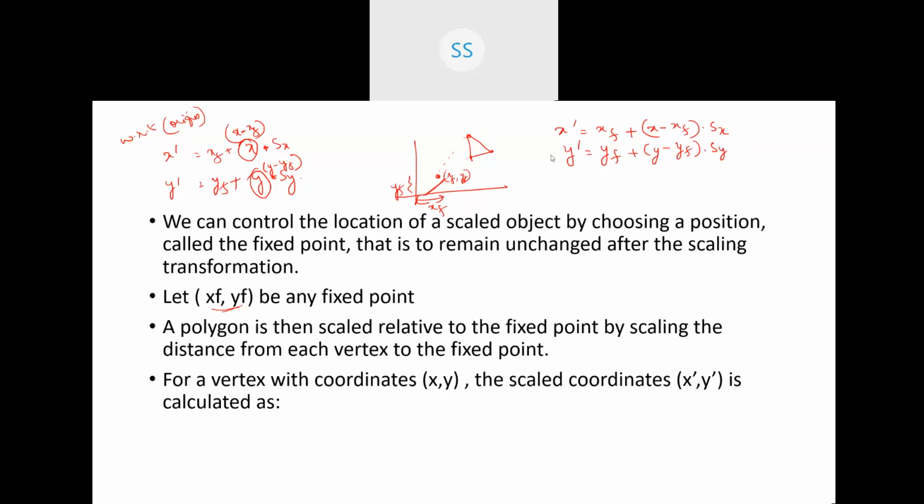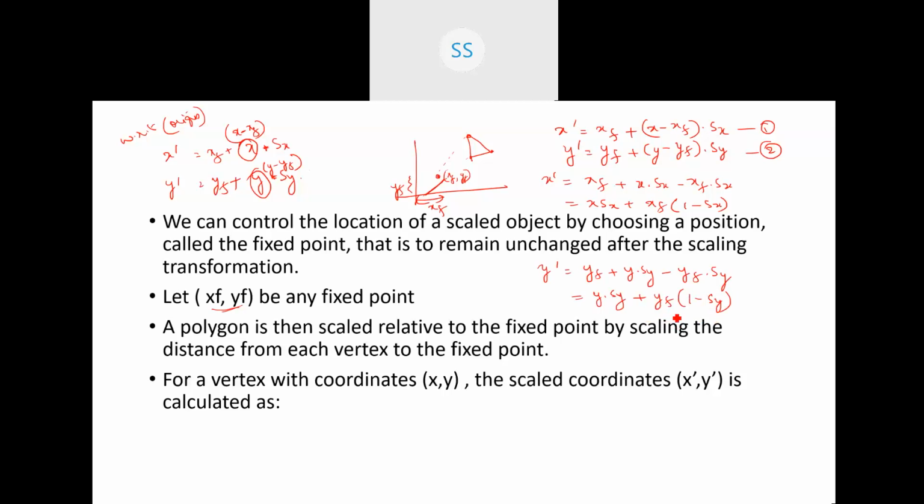Okay, now let me number these equations as equation 1 and equation 2. We can simplify them. I can write x dash is equal to xf plus x into sx minus xf into sx. I can rearrange and write it as x into sx plus, taking xf common, xf into 1 minus sx. So I can write the first equation like this. The second equation, I can write as yf plus y into sy minus yf into sy, which can again be grouped: y into sy plus yf into 1 minus sy.